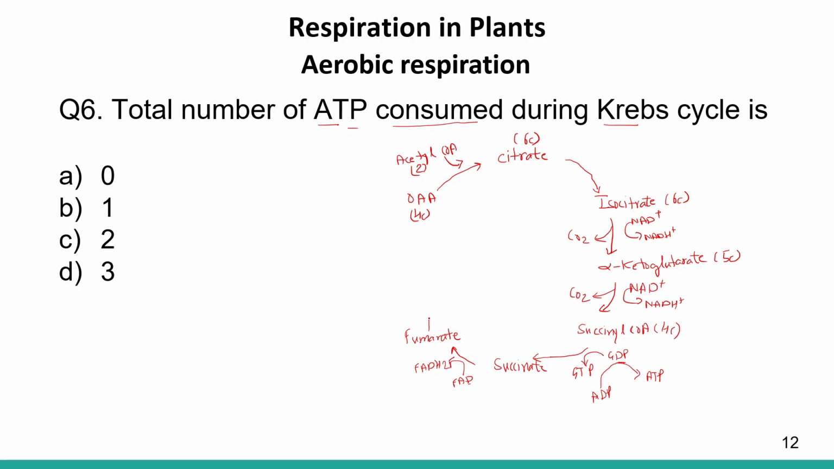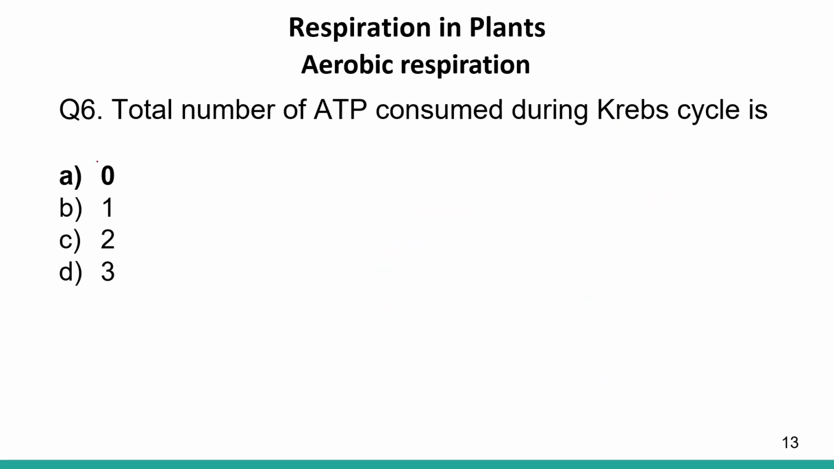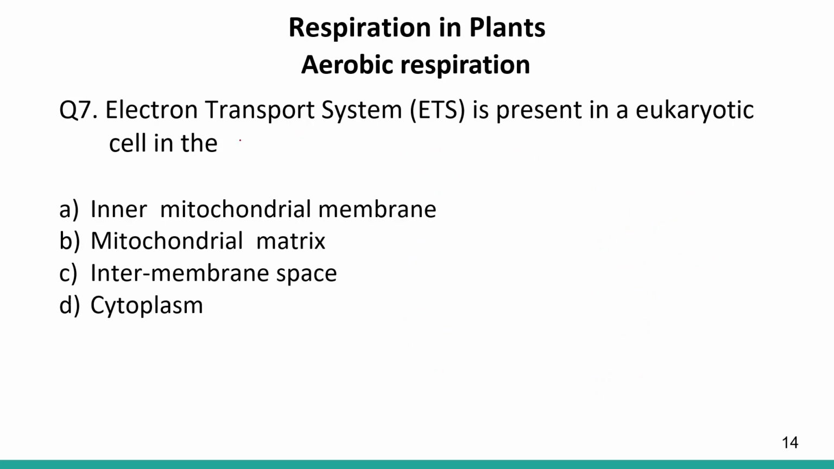From fumarate, malate is produced, and from malate, oxaloacetate is regenerated. And again here NADH is produced. So you can see in the entire cycle there is no ATP consumption. So what should be the answer? Option A, 0.